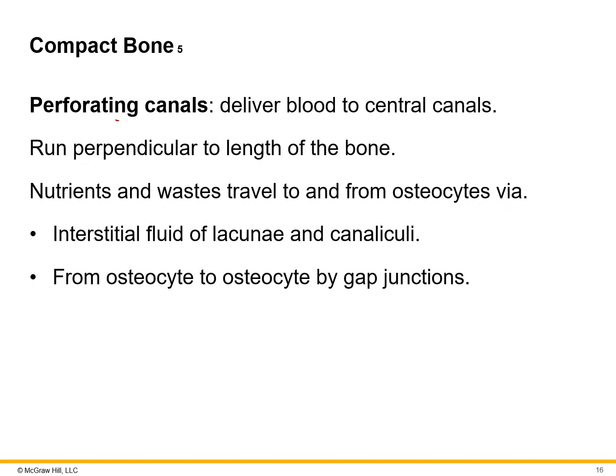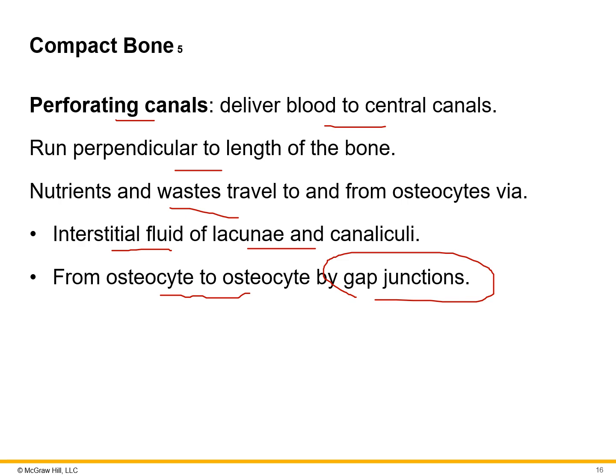All right, now that perforating canal, again, delivers the blood to the central canal and runs perpendicular to the length of the bone, so the nutrients and waste travel to and from the osteocytes using interstitial fluid. And then it also comes from the osteocytes and from one osteocyte to another using those gap junctions. So it can move through the lacunae and the canaliculi, but also from cell to cell.